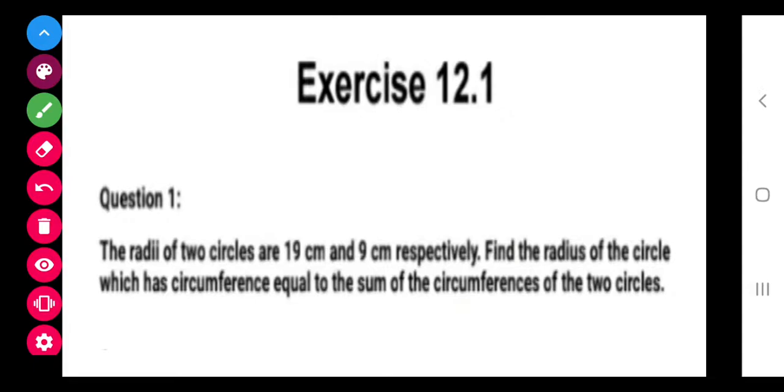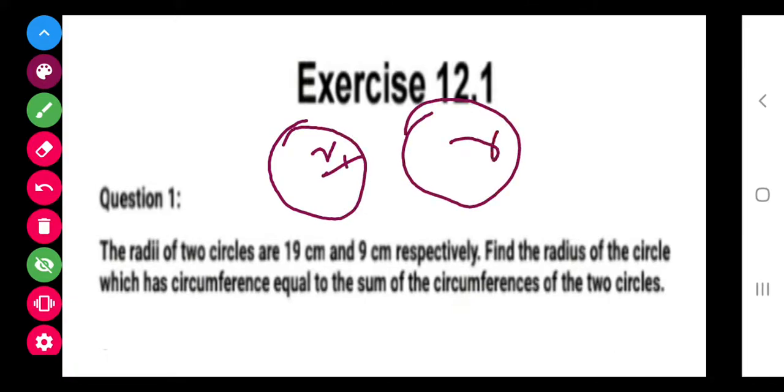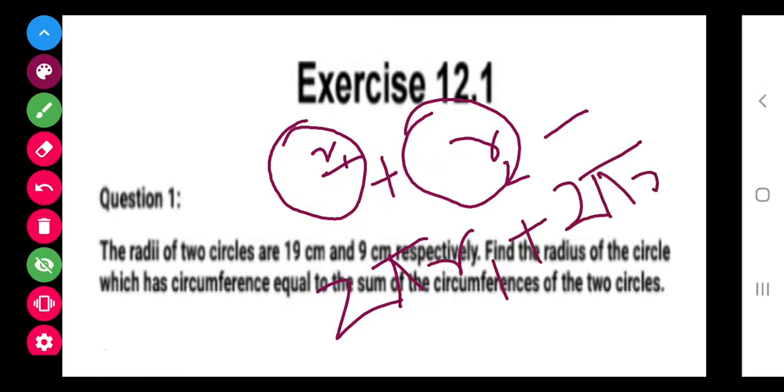Only on these formulas this is based. So the first question that we see is: the radii of two circles are 19 centimeter and 9 centimeter respectively. The radius of the circle whose circumference, this is the point to see, circumference is the sum of the circumferences of the two circles. So first circle, let it be the radius r1, second circle let it be the radius r2. The circumference, if we add, that is 2 pi r1 plus 2 pi r2 is equal to the new circumference that they have asked for, 2 pi r.